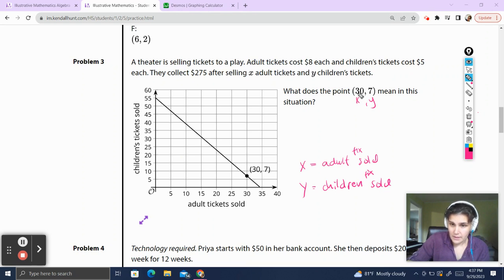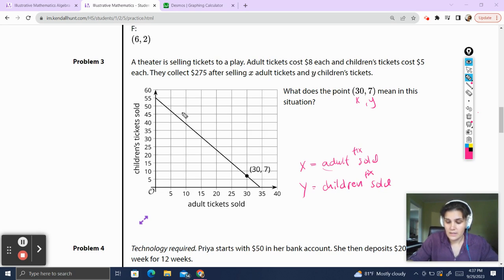So 30 means there were 30 adult tickets sold, because that's our X. And the 7 means 7 children's tickets sold. So when you sell 30 adult tickets and 7 children's tickets, you make $275. And these are all the different combinations of the number of adult tickets and children's tickets that you could sell that will get you the same profit of $275.